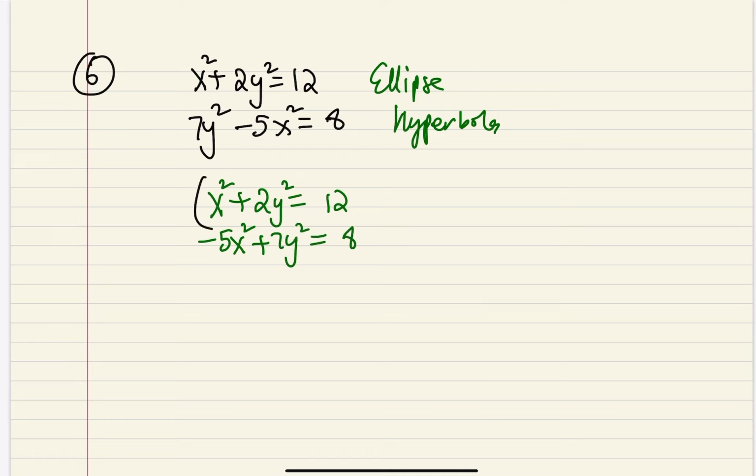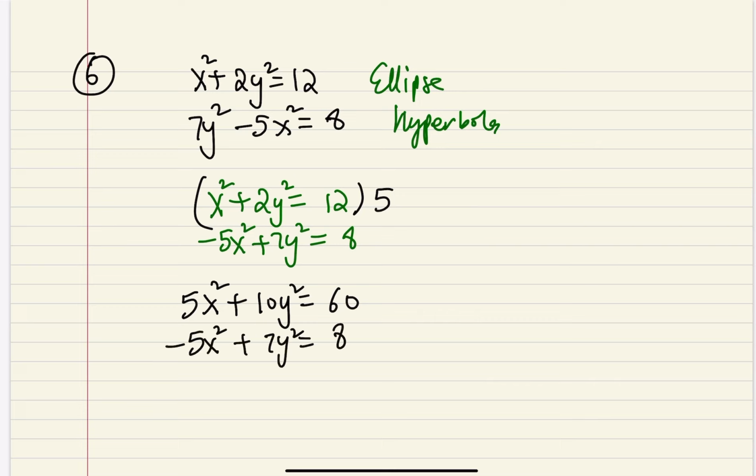I'm going to multiply the first equation on both sides by 5. So that's 5x squared plus 10y squared equals 60. Negative 5x squared plus 7y squared equals 8. The reason why I did that is I wanted the numbers in front of x squared to be the same but opposite because I wanted to use the elimination method here.